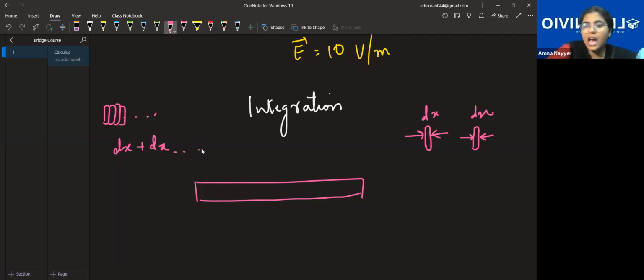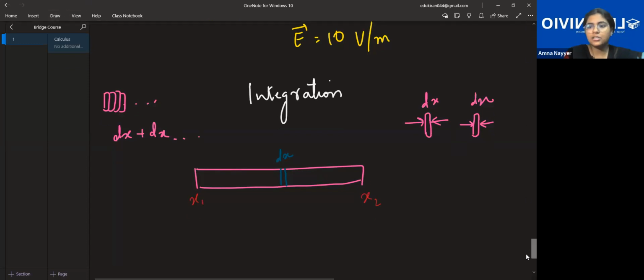Or if I give you two conditions, if I tell you this dx here, I'll just tell you the dx and you tell me what is the entire length of the rod from x1 to x2, what will you do in such a case? You can add dx plus dx to some extent, but you cannot put up the limits. So for that purpose, we have this topic, which is integration.